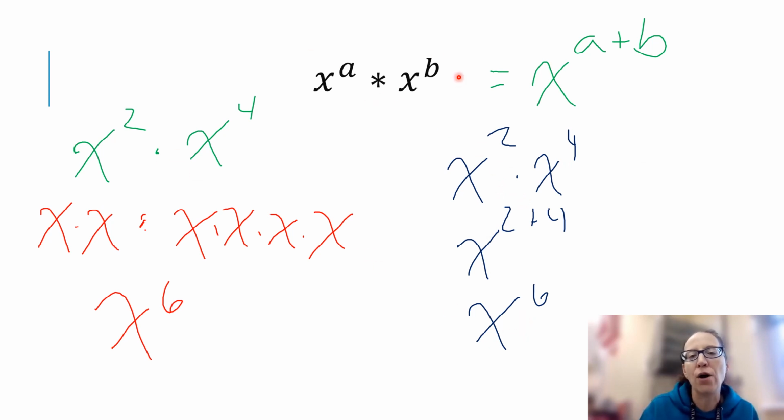So in your notes, this statement up here is the law. That's the general statement of how the exponents behave. This is an example: x squared times x to the 4th, you would do 2 plus 4 and get x to the 6th. And this over here is the reasoning. This is the breakdown of why you end up adding those exponents.